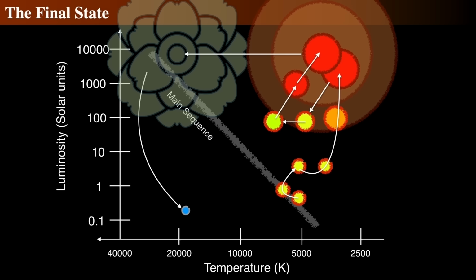But wait, the universe is only 13.8 billion years old. This means that not a single white dwarf that has ever been created has turned into a completely cooled off black dwarf.